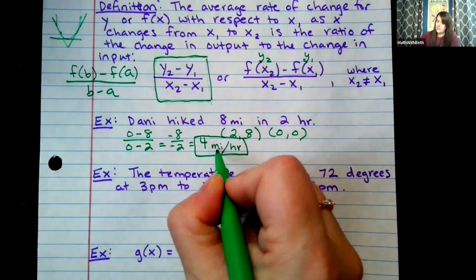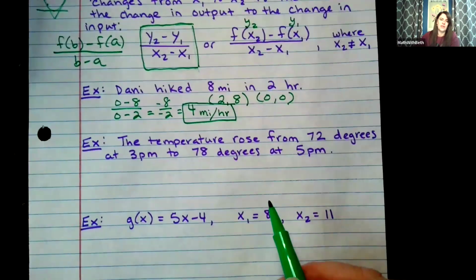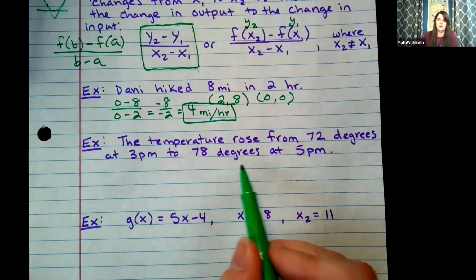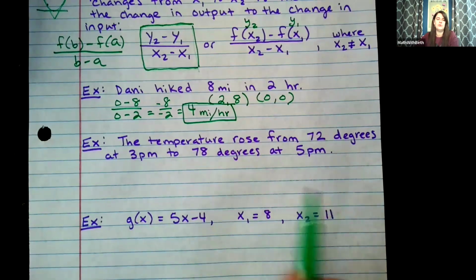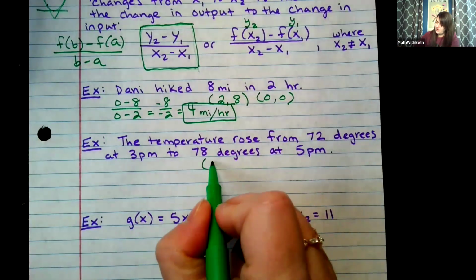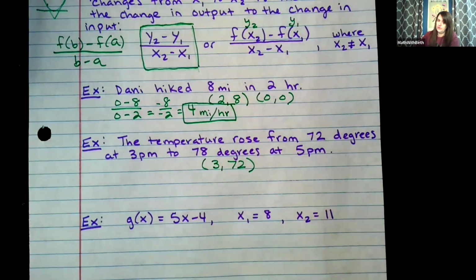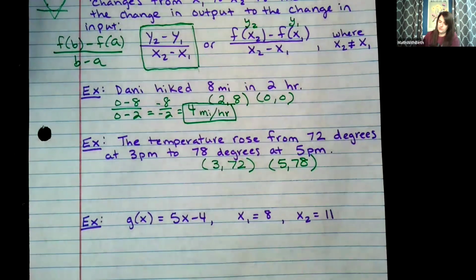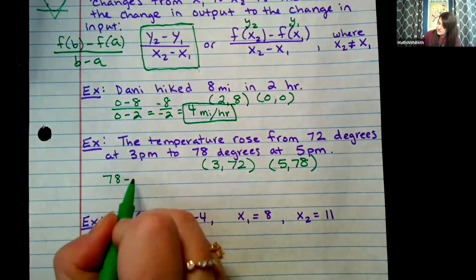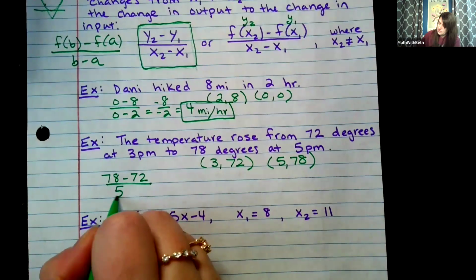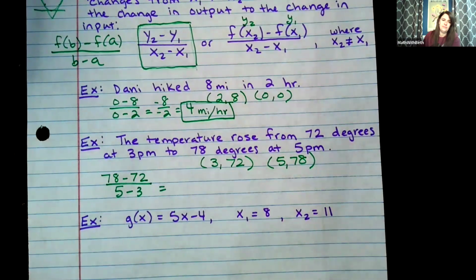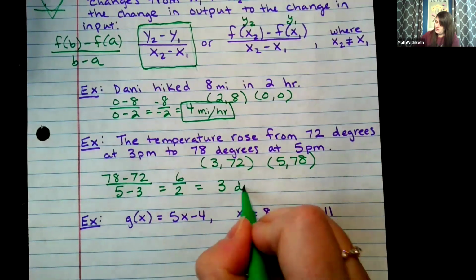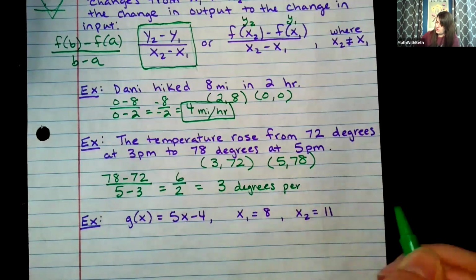And that is how we write something per something else. So in this case, the temperature rose from 72 degrees at 3 p.m. to 78 degrees at 5 p.m. So this time we do have 2 different pieces of information. So the points here would be (3, 72) and (5, 78). So now using the slope formula, we would say 78 minus 72 over 5 minus 3. We get 6 over 2, or 3 degrees per hour.